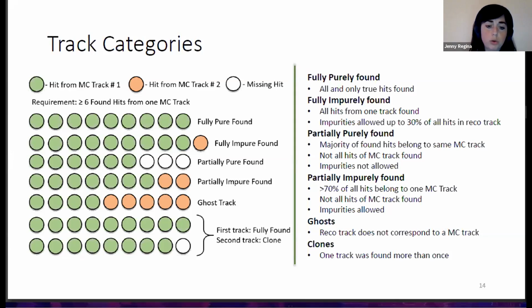And then we also have 2 categories of falsely reconstructed tracks. These are ghost tracks, which do not fulfill the requirement to correspond to a single Monte Carlo track. And we also have clones, where one track was found more than once.